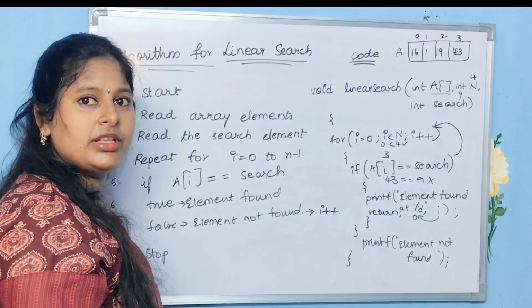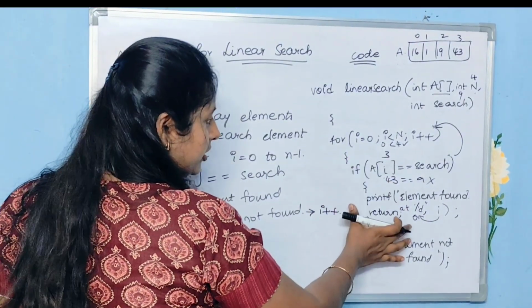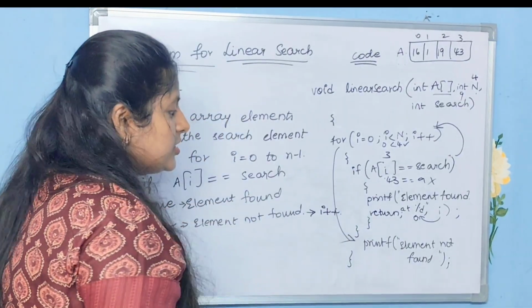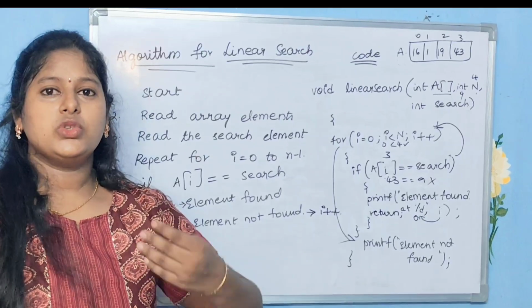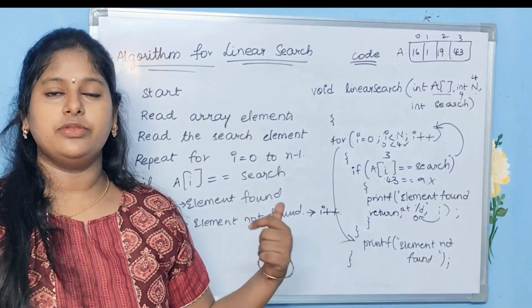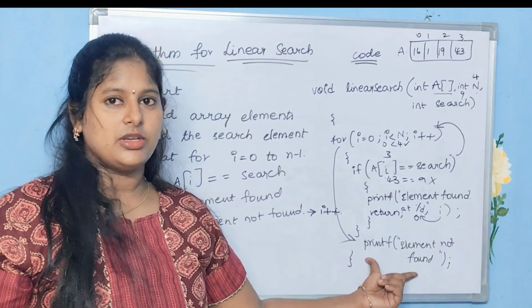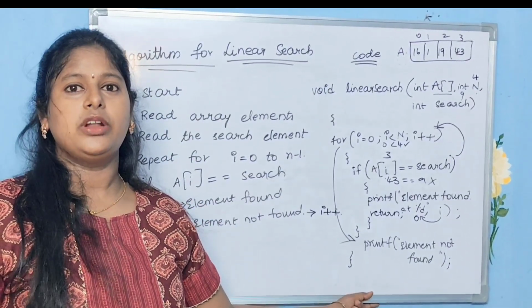Are there any elements left to be executed? No. So these statements are not going to be executed. After this, directly this statement is executed: printf element is not found. Even when you keep searching till the last element, if the element is not found, finally this statement will be executed. Element is not found. Right? This is how you write the code for linear search.